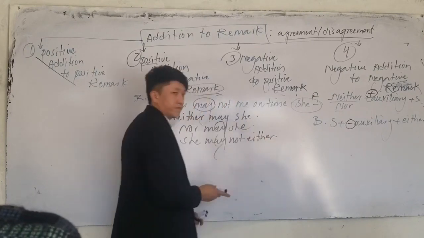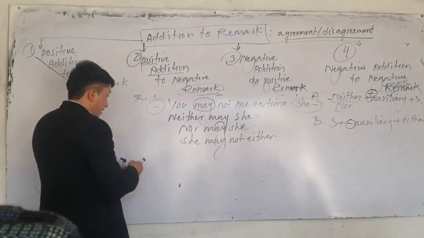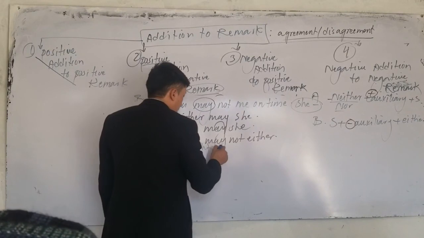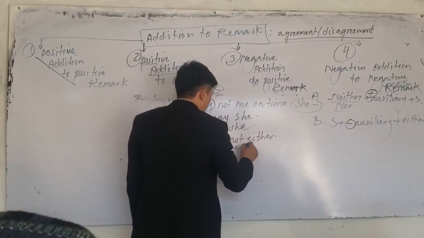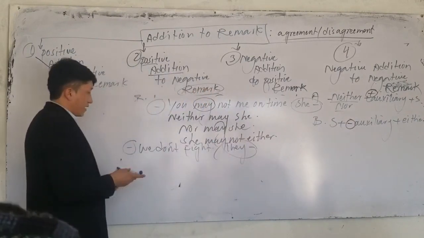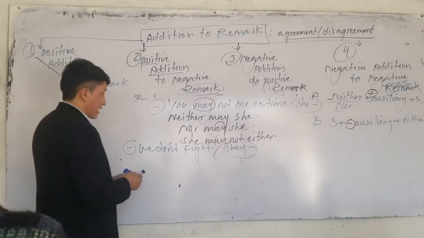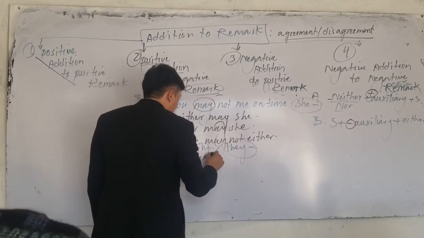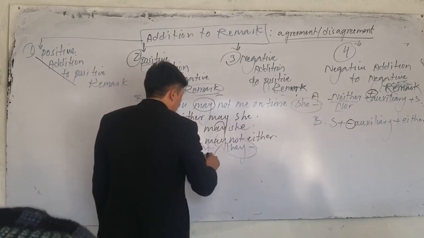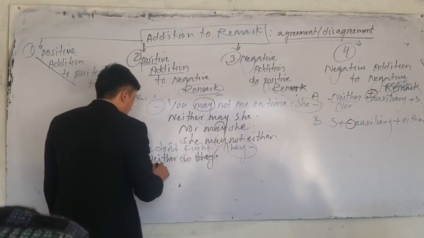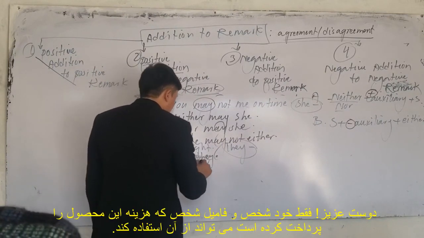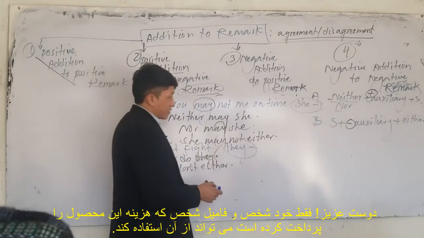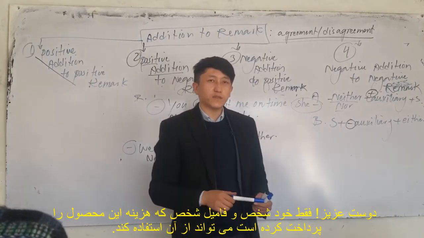She may not either. Or the next one, if I have to say we don't fight. What about they? We don't fight. This is negative. This is also negative. How can I add it? We don't fight. How should I add it? We can say neither do they. Subject is they. Or I can also say they don't what? Either. They don't either.